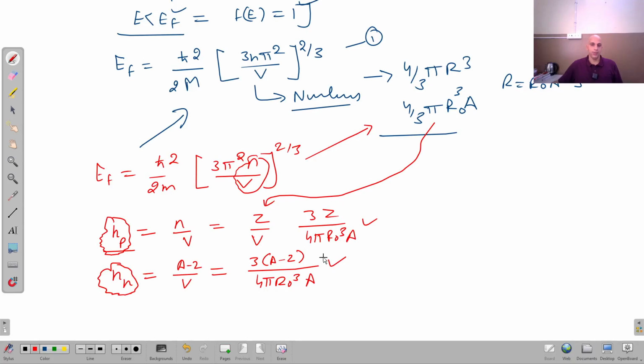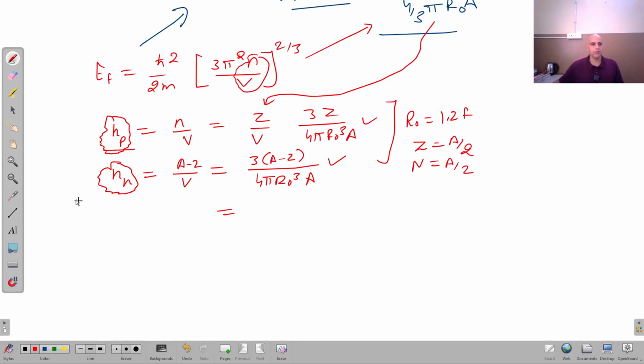Now I have these two equations. In these two equations, let's assume r naught is equal to 1.2 Fermi, as we know very well, and also assume Z is equal to A by 2, a special case. If Z is equal to A by 2, the number of neutrons is obviously also A by 2. So if I put Z equal to A by 2 here, and A minus Z, obviously A by 2, these equations are modified accordingly. NP will be 3 into Z, meaning A by 2, divided by 4 pi r naught cube A. The A cancels, so 3 by 8 pi r naught cube. Now I have to put the values of r naught and pi here.